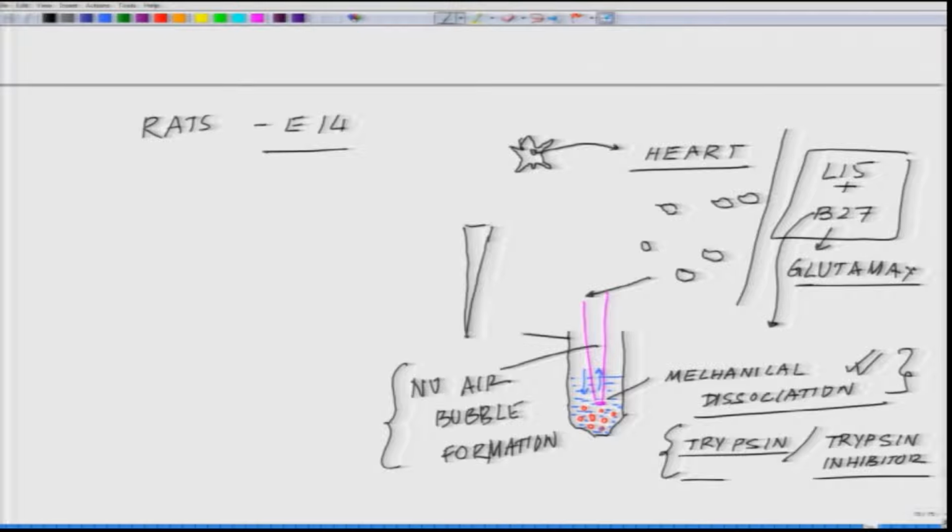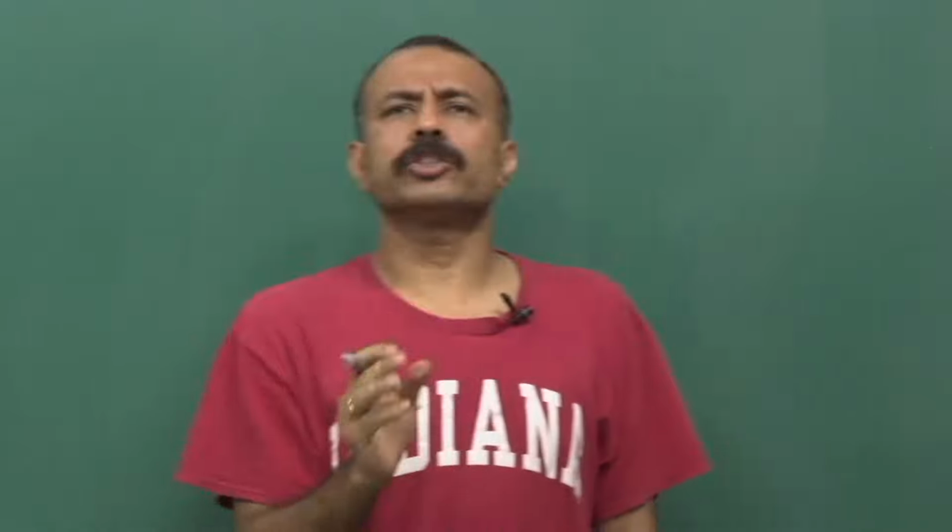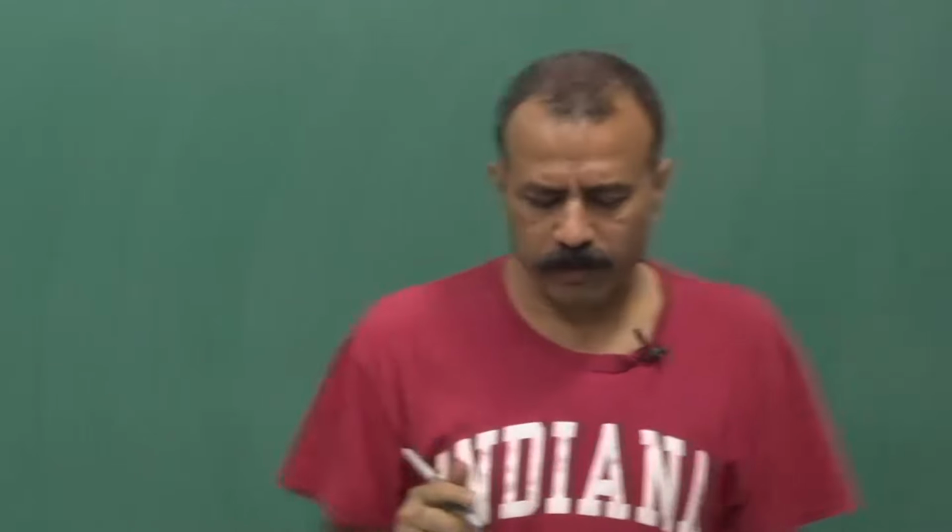So, from here what you are going to get is something like this. Here you have the medium and you have some chunks, some single suspension, something like this, depending on how good you are at dissociating the tissue. You have partly single cells, partly small adhered tissues. Do not worry about it, it is perfectly fine.